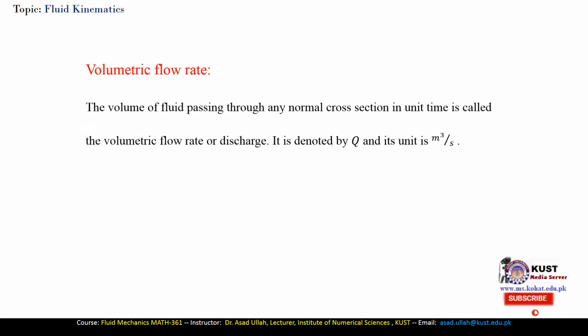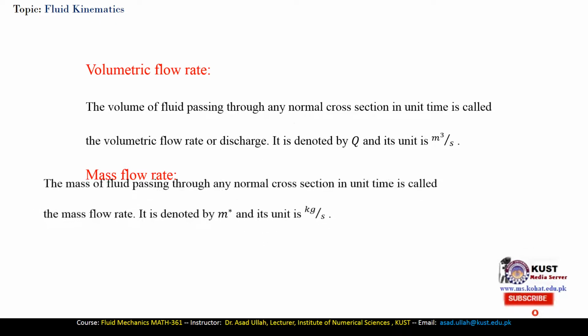Now we present some basic definitions that will be used in the derivation of the basic equations of fluid mechanics, in which number first we present the volumetric flow rate. What is volumetric flow rate? The volume of a fluid passing through any normal cross section in unit time is called the volumetric flow rate or discharge. It is denoted by capital Q and its unit is meter cube per second.